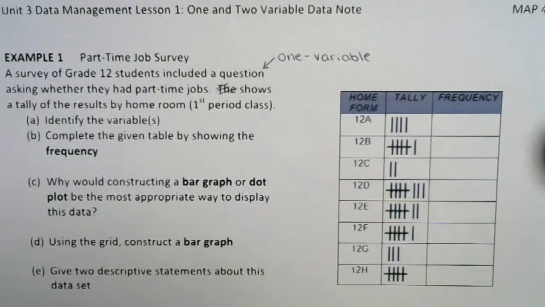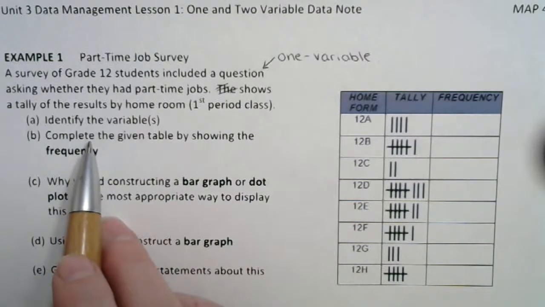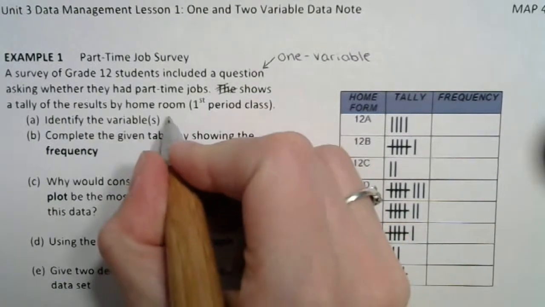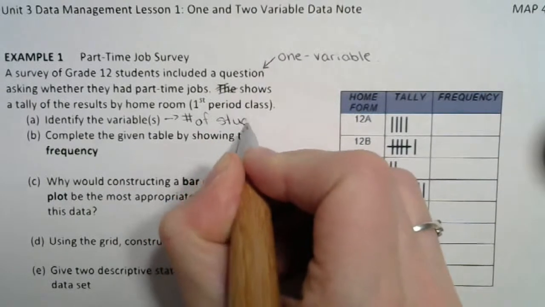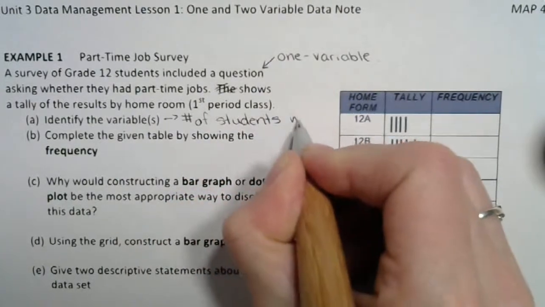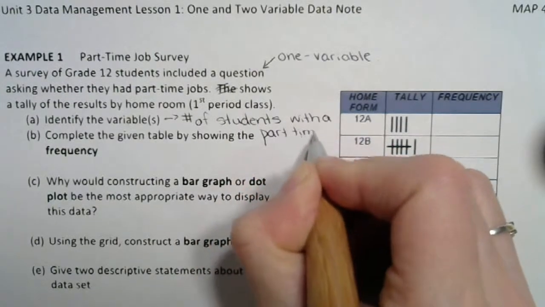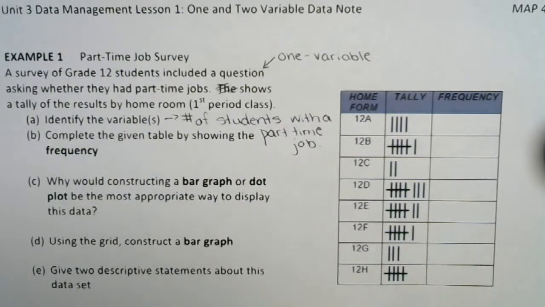So our job now is to first identify the variables. The variables in this case, we only have one, and that is the number of students with a part-time job. Number of students with a part-time job is the only variable. Homeroom really isn't a variable, it's a classification. It's not something that's changing.